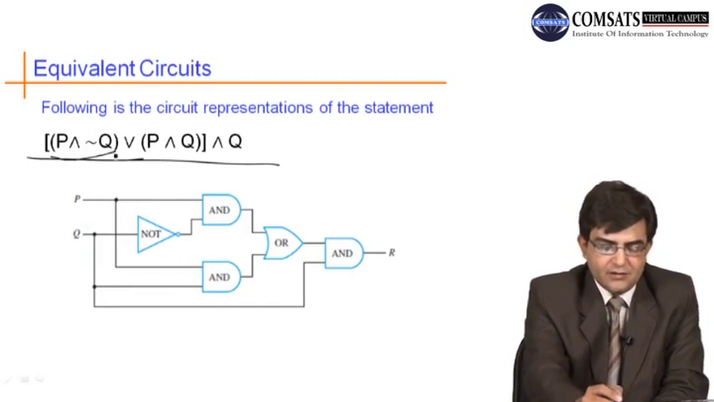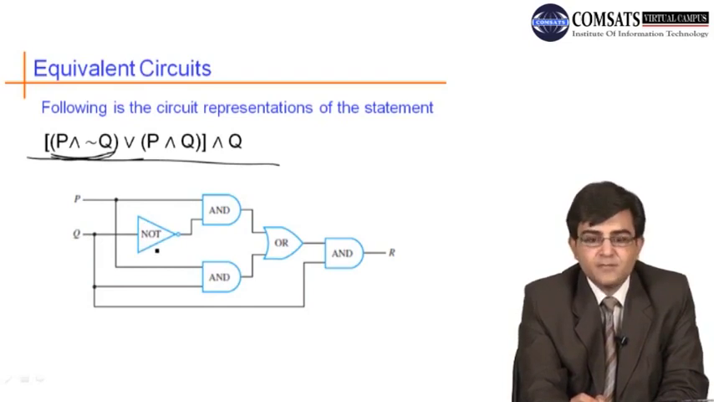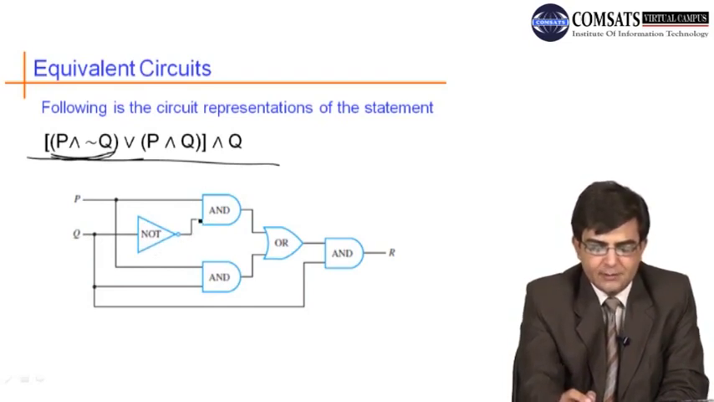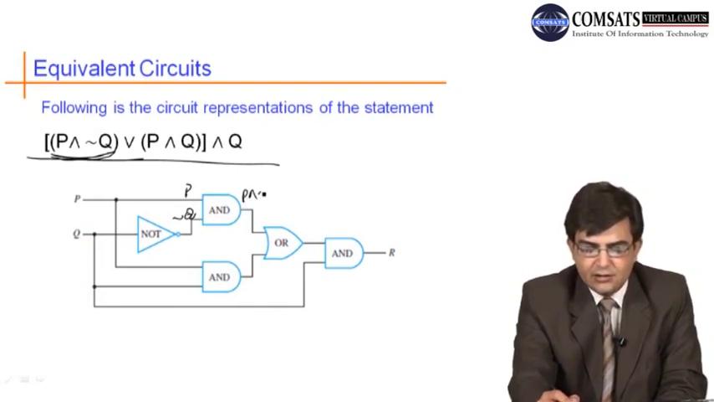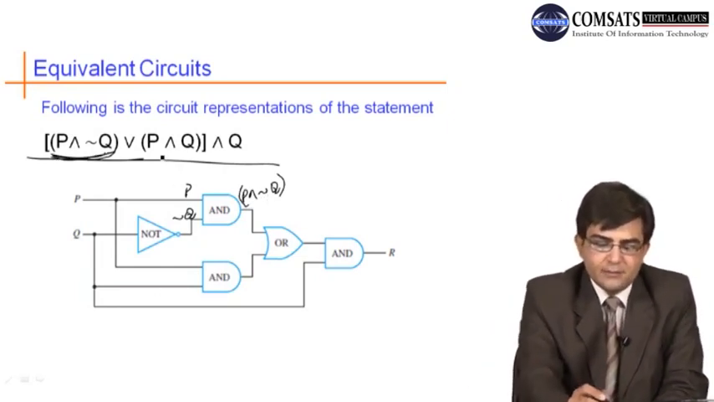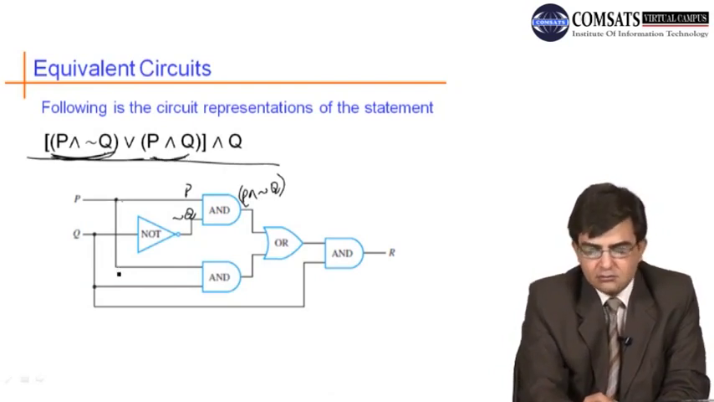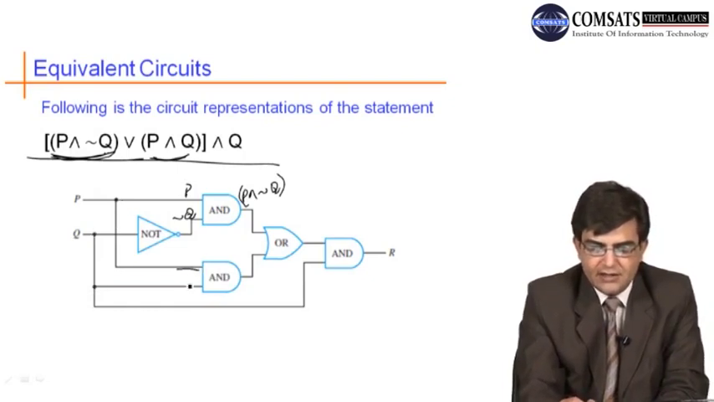For example, here we have P and not Q. First we draw a line for P and a line for Q, and here we construct a NOT gate, and then this line goes to an AND gate. This represents P, here we have NOT Q, so we construct an AND gate which gives us P and NOT Q. So we have solved the first bracket. Now we have another bracket, P and Q. We connect another line for the second bracket, and for Q also, and we insert them in the AND gate. We obtain P and Q.